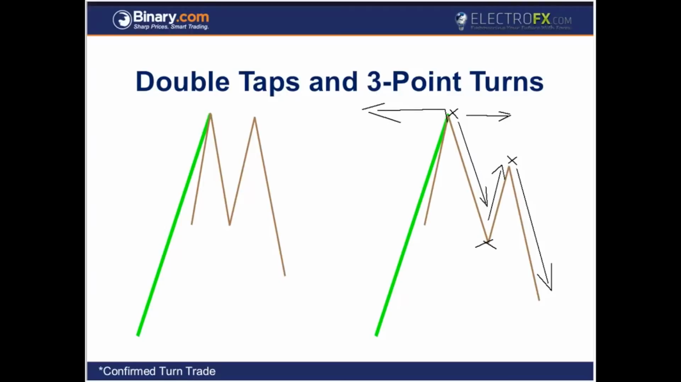Once again, you'd just be looking for an indecision candle. Maybe you get a pin bar right here, like so. And so this would be your trigger mechanism. You got the 3-point turn. As price crosses below your indecision candle, that would be your entry trigger mechanism.